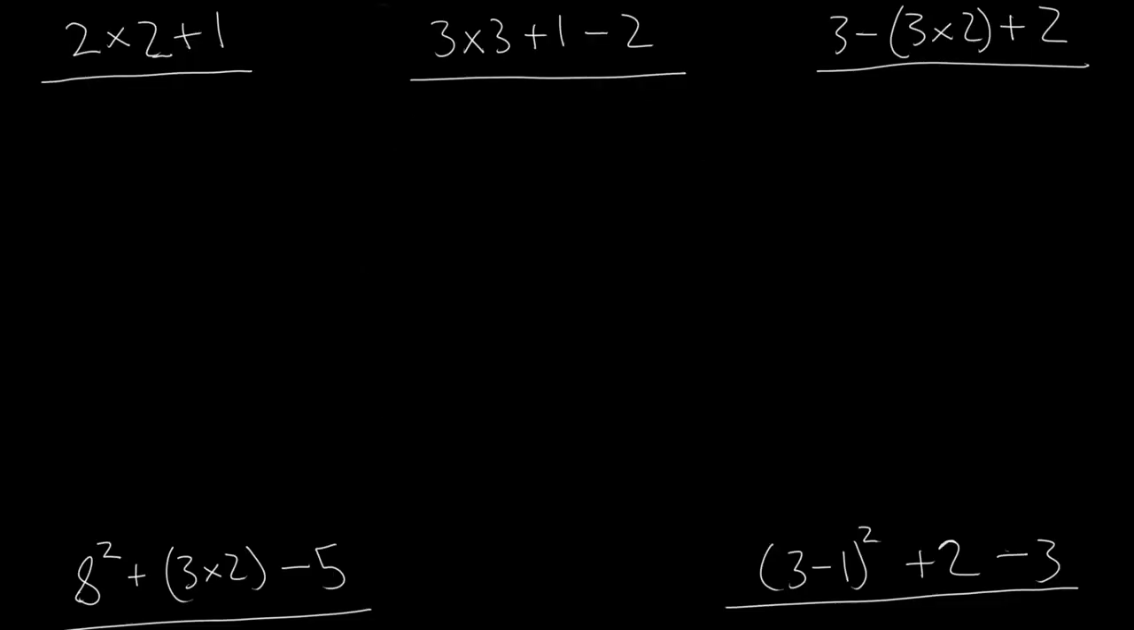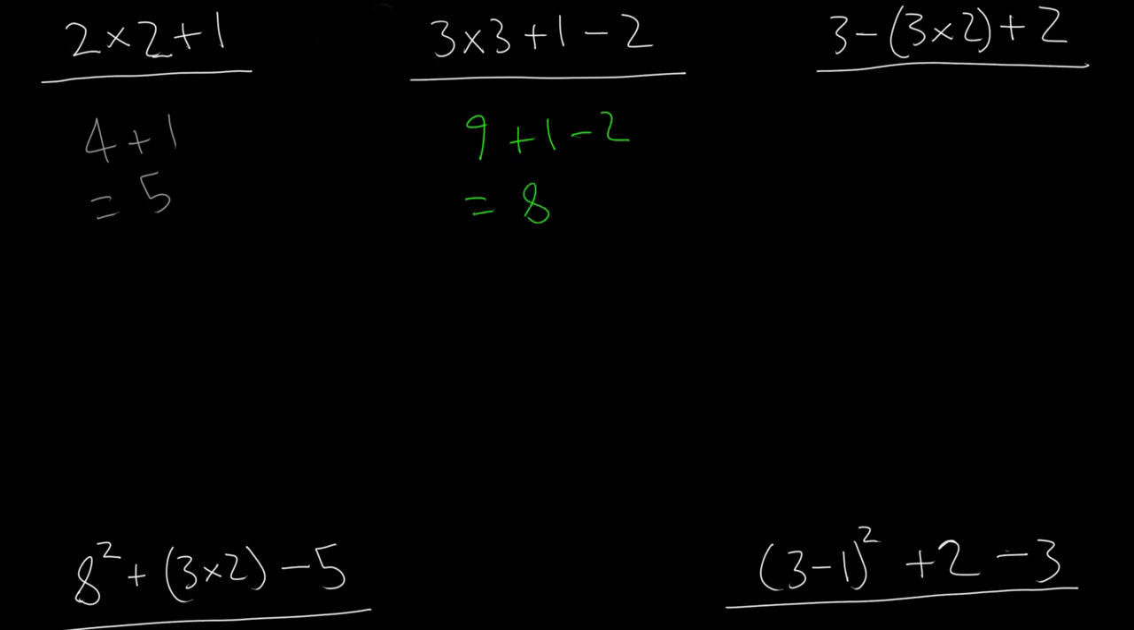So now let's work through some of these example problems. We have 2 times 2 plus 1. So again, multiply first. 2 times 2 is 4 plus 1 is 5. Let's use a different color here. Perfect. Here we have 3 times 3 plus 1 minus 2. So again, multiplication first. 3 times 3 is 9. Addition, plus 1. Subtraction, minus 2. And that gives us 9 plus 1, which is 10, minus 2, which is 8.